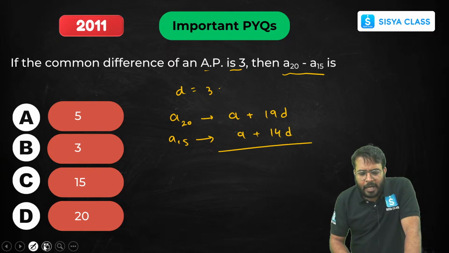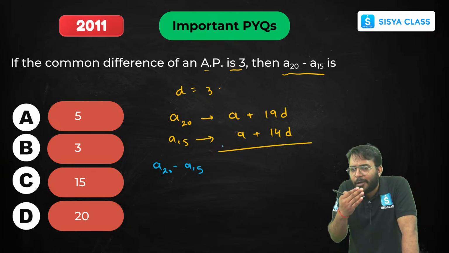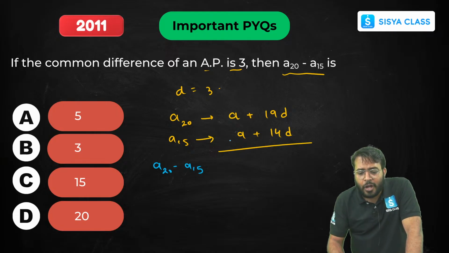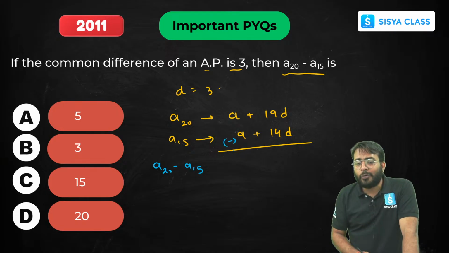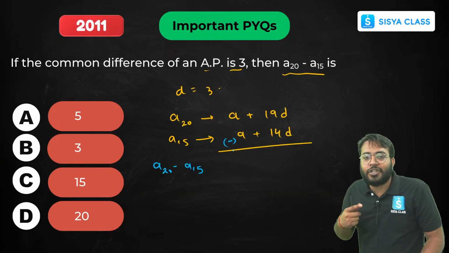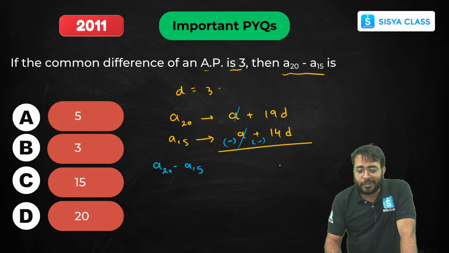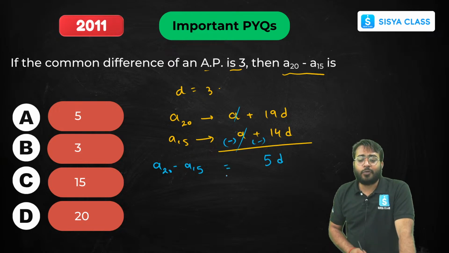फाइन. अभी यहां पर करना क्या है मुझे? आई नीड टू फाइंड आउट A20 माइनस A15. Yes or no? दैट मीन ये दोनों को मैं सबट्रैक्ट कर रहा हूं. जब भी आप दो इक्वेशंस को सबट्रैक्ट करते हो, जिस इक्वेशन को आप सबट्रैक्ट कर रहे होते हो, उसके कोफिशिएंट का साइन चेंज हो जाता है. प्लस विल गेट माइनस, माइनस विल गेट प्लस. So plus A minus A, they will get cancelled. 19 minus 14, it is going to be 5D. That means A20 minus A15 is going to be 5D.